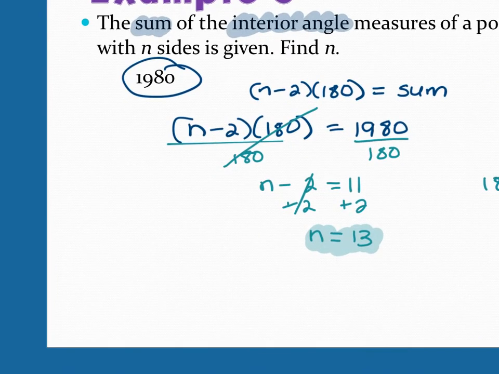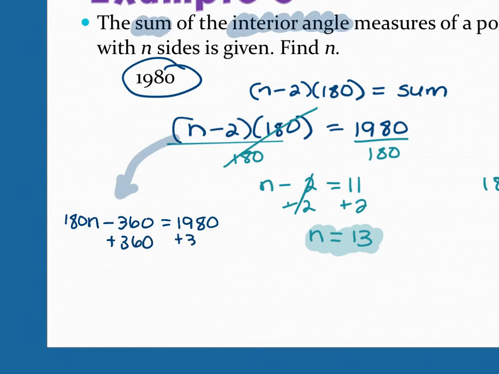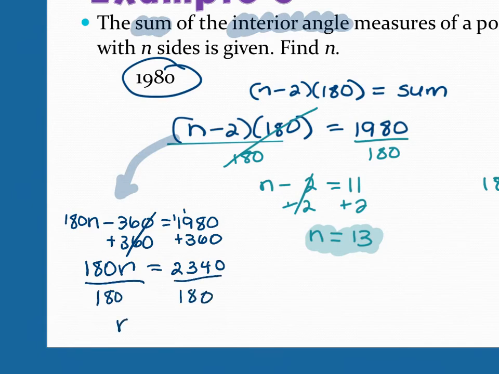The other way to do it is take this and distribute your 180. So I'd get 180n minus 360 equals 1980. Add the 360. But then I'm dividing by 180. So it can be done that way. Okay, I would again cross through my zeros, and then I would divide that into it. It'd be 13. Probably easier to do it the first way, especially if it's divisible.